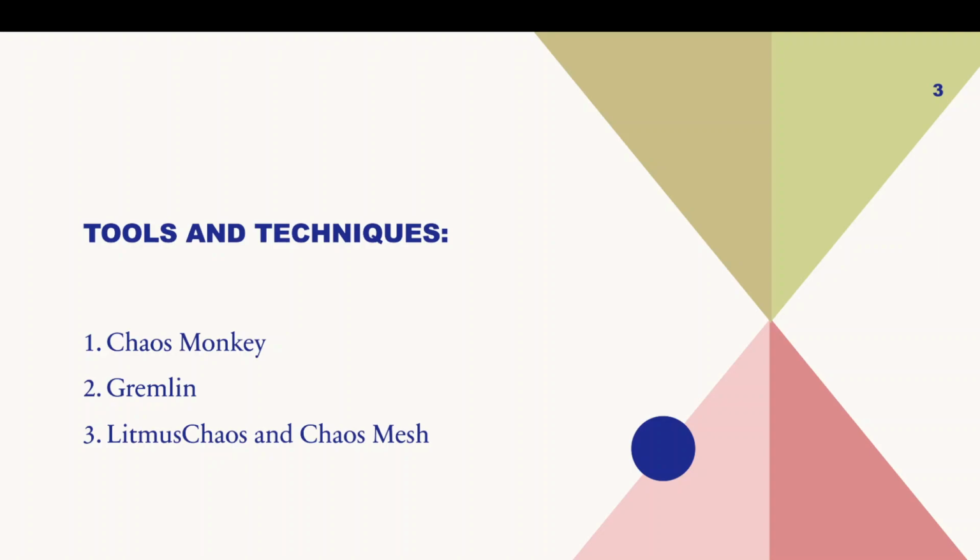And the last ones are Litmus Chaos and Chaos Mesh. These tools we usually use only for containerized applications, like a Kubernetes environment. They help us to simulate failures in these containerized applications to test their resiliency. So these are a few of the tools which we use in chaos engineering.